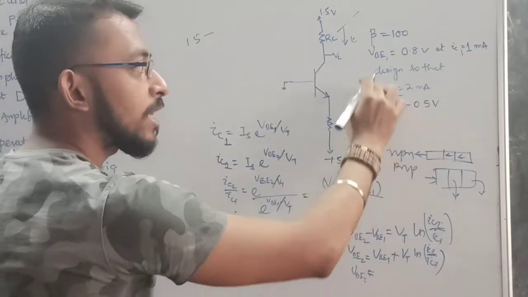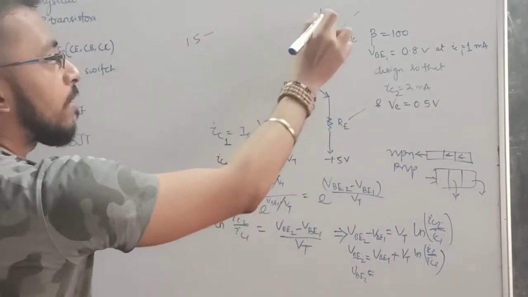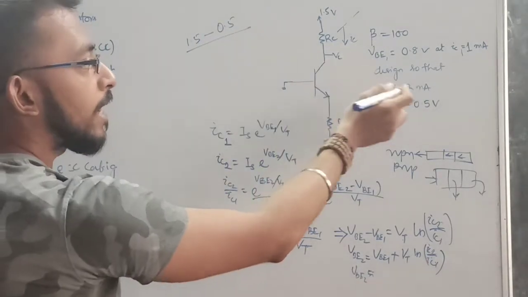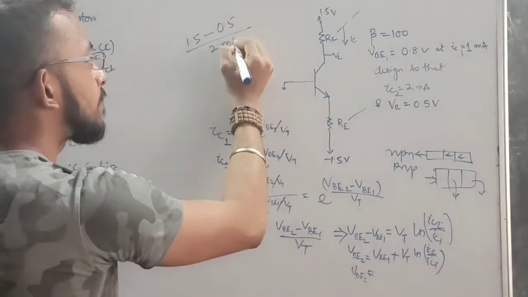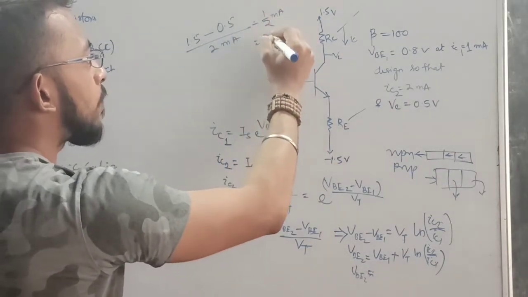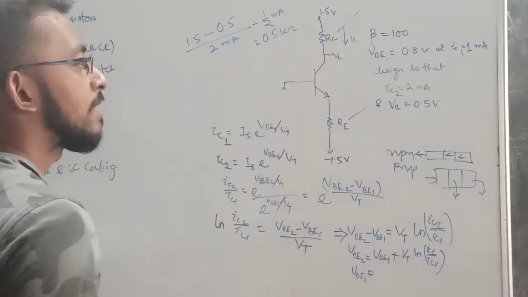So I can take the second option, the second part of this question. That is, 1.5 volt minus the VC value, which is 0.5 volt, divided by the current of 2 milliampere that is flowing. So this is nothing but 1 by 2 milliampere, which is 0.5 kilo ohm. Okay, so this is the value of RC.